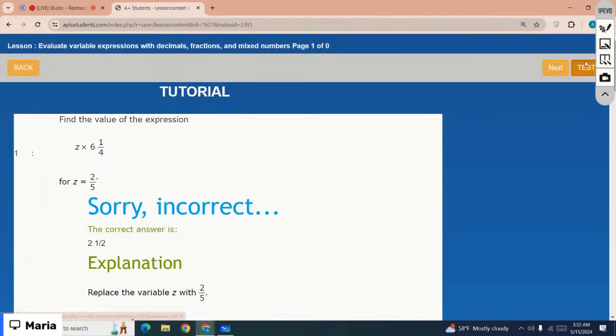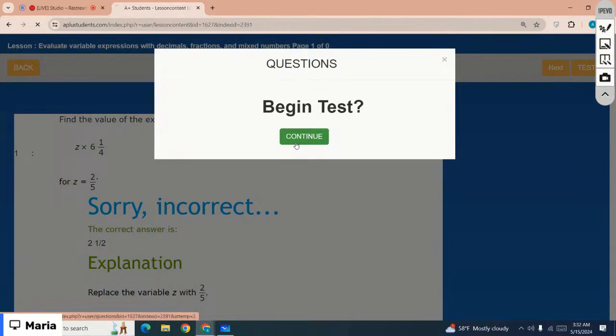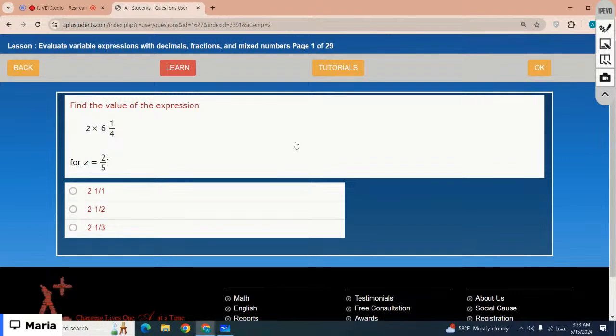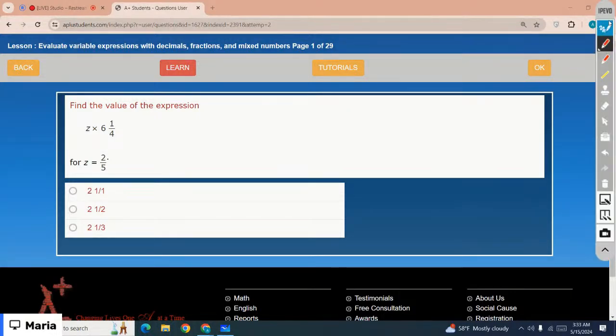Let's just start with the test questions. Okay, that's the one we just did, but let's just do it on board. That is z equals 2 by 5. So simply replace the value 2 by 5 times 6 whole 1 over 4.